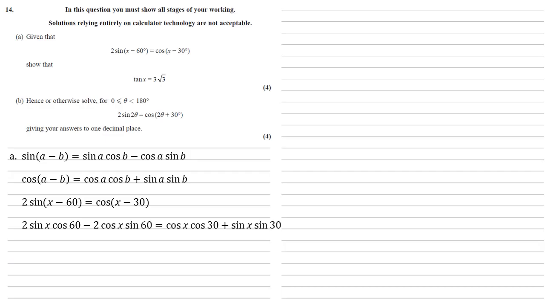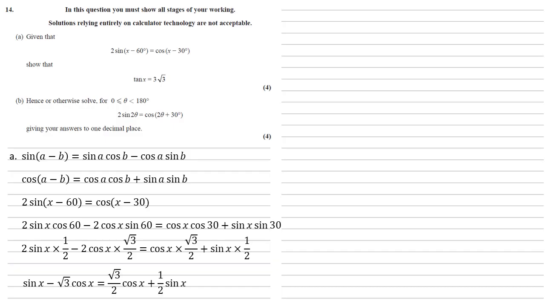We can now put in our values for the cos and sine of 60 and 30. So cos 60 is a half, sin 60 is root 3 over 2, cos 30 is root 3 over 2, and sin 30 is a half. Simplifying this by multiplying the 2's and the halves together on the left and just bringing those multiples to the front on the right, we get that sin x minus root 3 cos x is equal to root 3 over 2 cos x plus a half sin x.